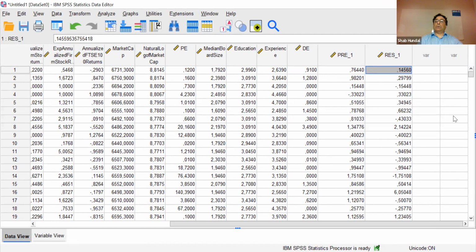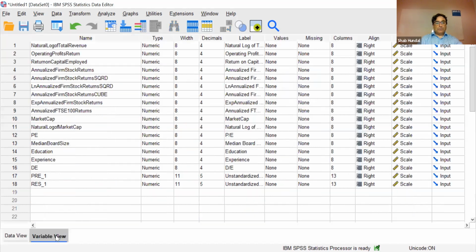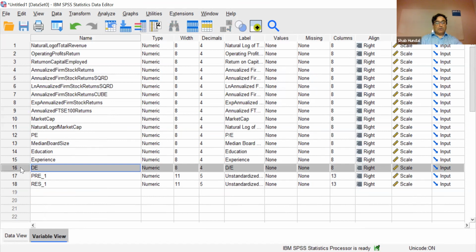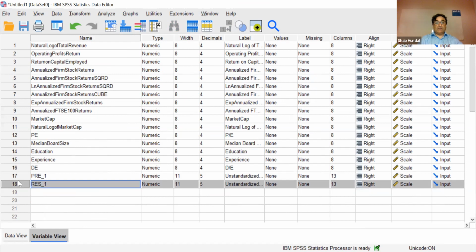So we have already calculated two more variables. Once you select the unstandardized predicted value and the unstandardized residual, these variables get automatically added to the screen. And in the variable view, you can see that these variables are appearing here, here, and here. Your last variable, when I took it from Excel, was D2E, but now we have two more variables. This is a very important part.